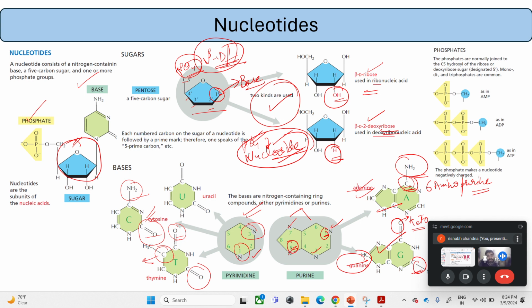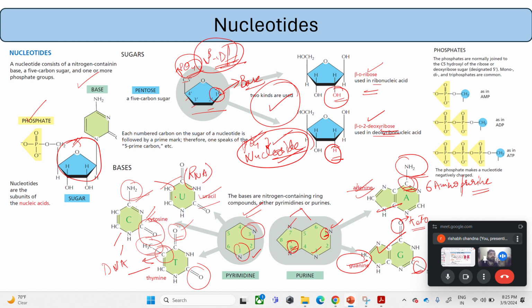In uracil, there is only one distinction from thymine: the methyl group at the fifth position is not present in uracil. The other structure is the same, with a keto group at the second and fourth positions. Uracil is only present in the RNA. So RNA contains cytosine as well as uracil, while DNA has cytosine and thymine but not uracil. This is the distinction between these two.